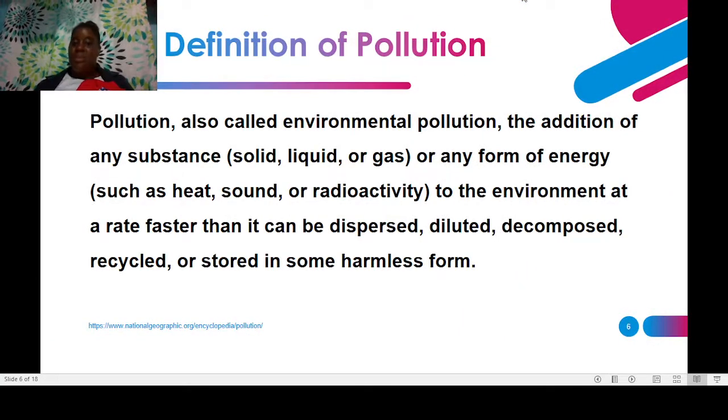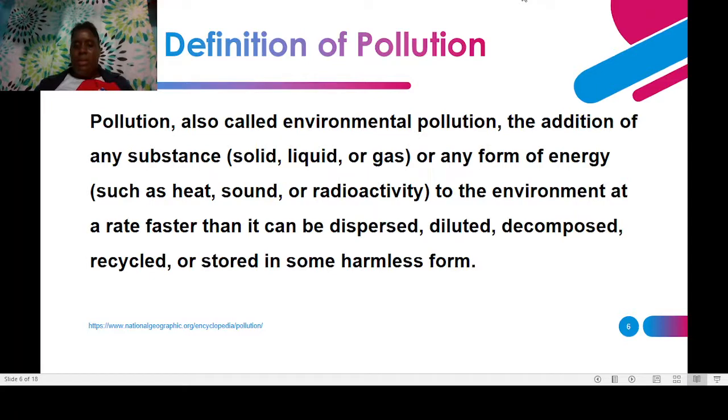It is saying that pollution, also called environmental pollution, is the addition of any substance, whether it be a solid, liquid, or gas, or any form of energy, such as heat, sound, or radioactivity, to the environment at a rate faster than it can be dispersed, diluted, decomposed, recycled, or stored in some harmless form. So pollution is anything in the environment that does not belong there, whether it be a solid, liquid, or gas. Okay?